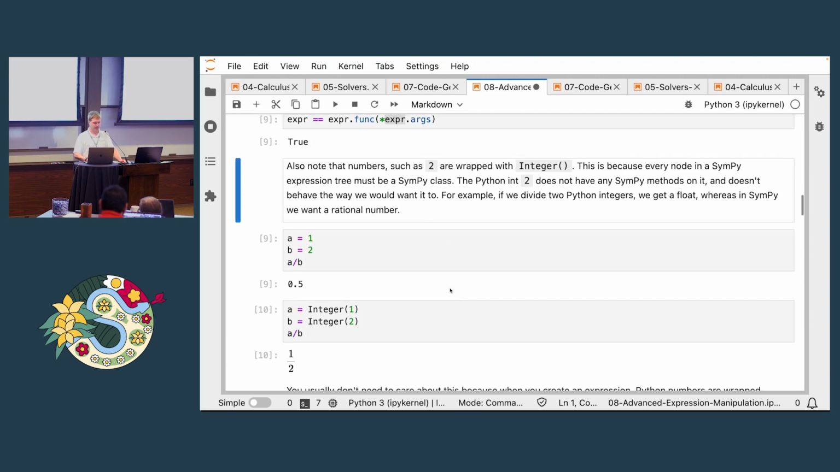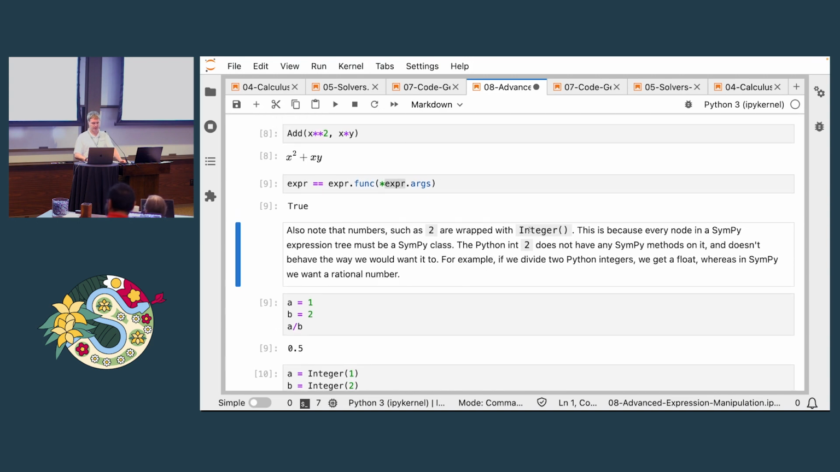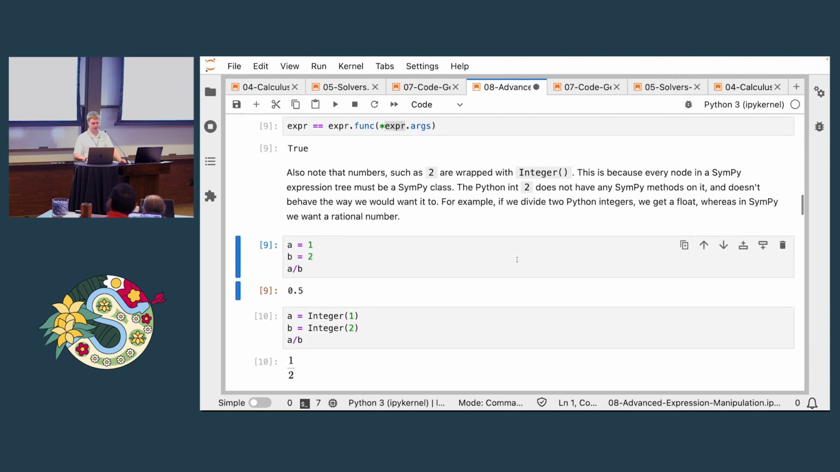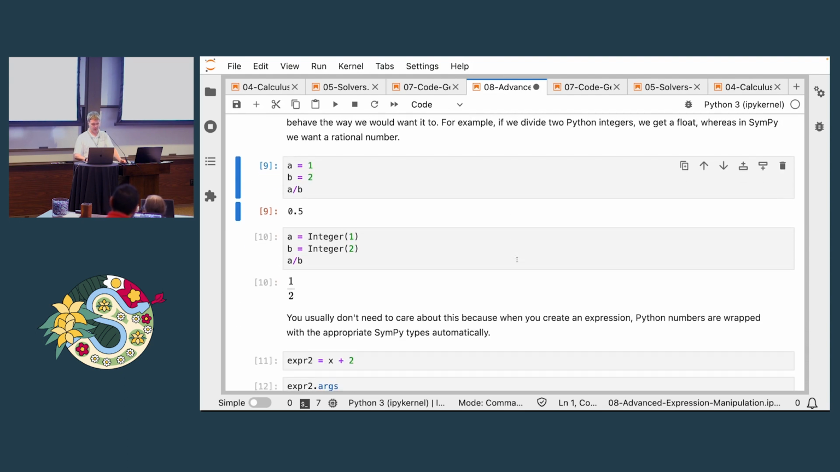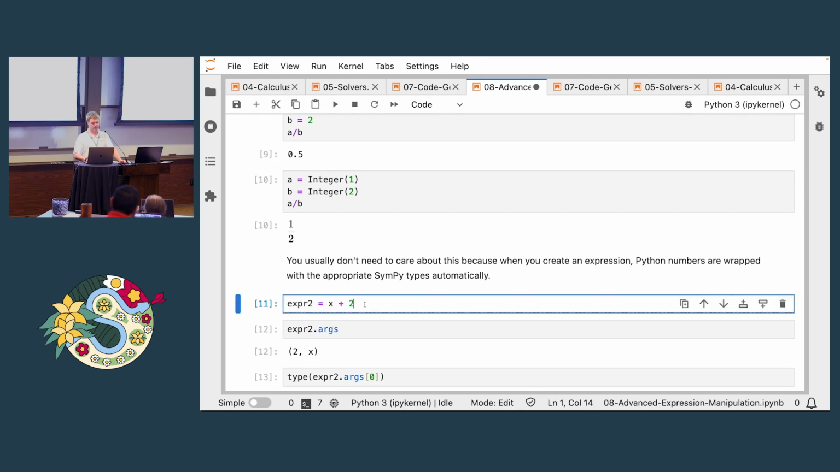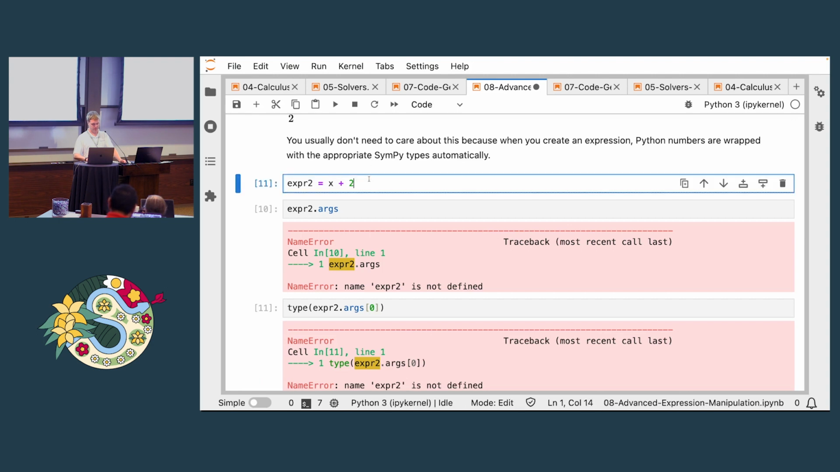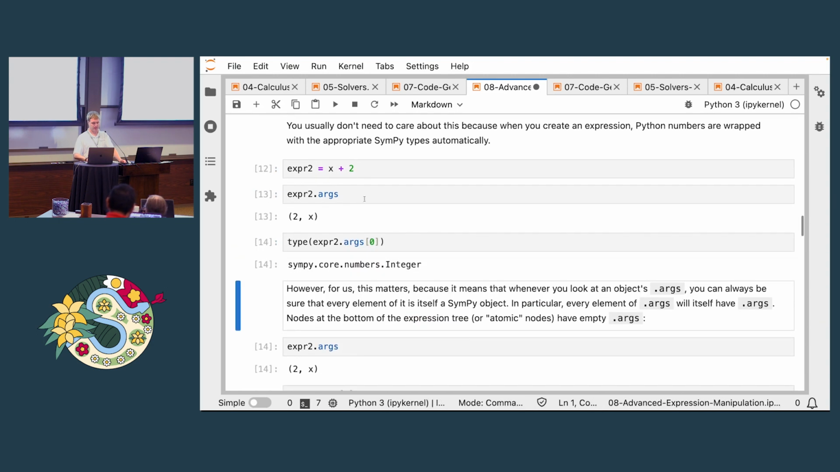The other thing to note here is that all of the numbers are wrapped with Integer, just like we discussed at the very beginning of the tutorial. Typically you don't need to care about this. You can just write x plus 2, and even though 2 is a Python integer, it'll automatically coerce it to a SymPy Integer.